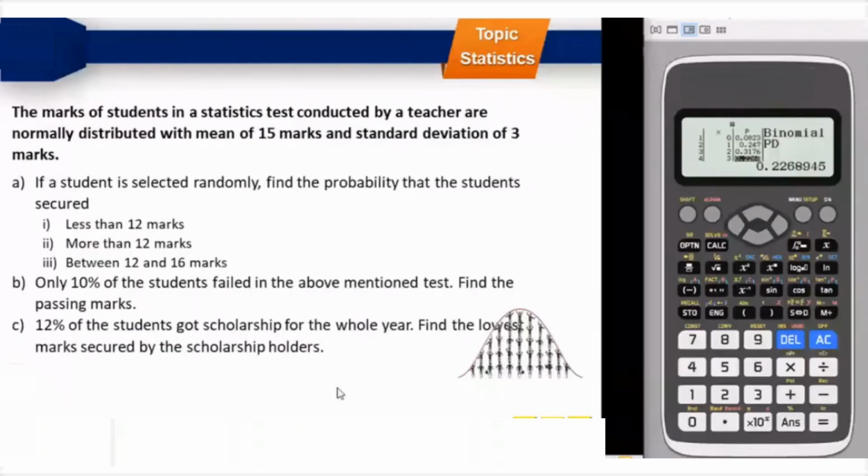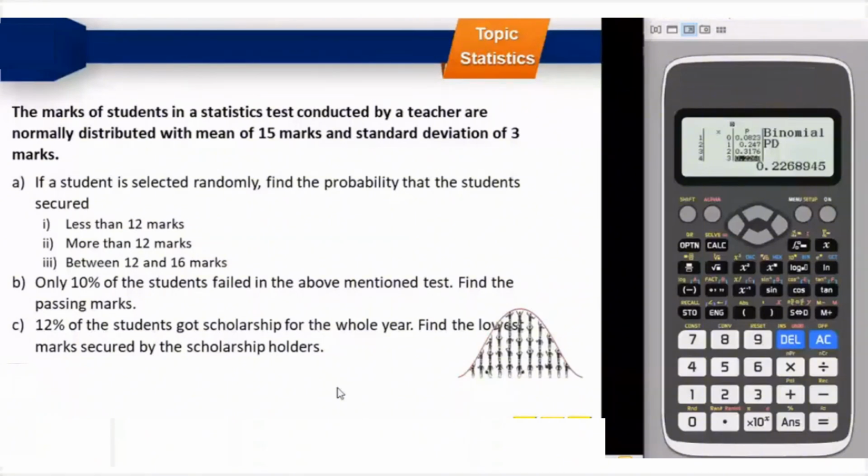All right, now this is a question of normal distribution. The question is: the marks of students in a statistics test conducted by a teacher are normally distributed with mean 15 and standard deviation 3. I hope all the participants are aware that when we are solving questions regarding normal distribution, we need to identify that X is a normal distribution with mean and standard deviation given to you, or if variance is given, under root of variance is standard deviation.